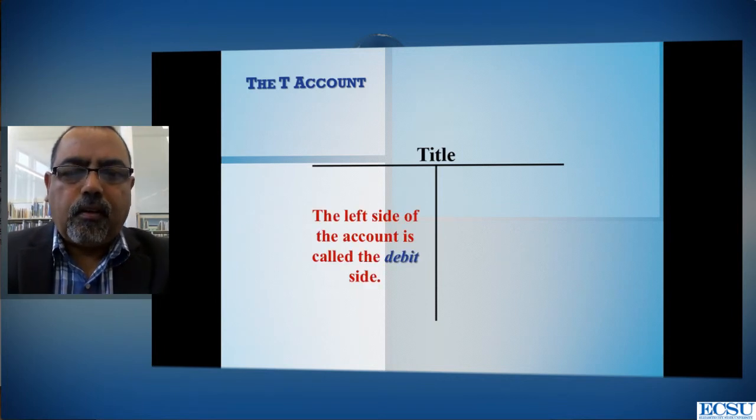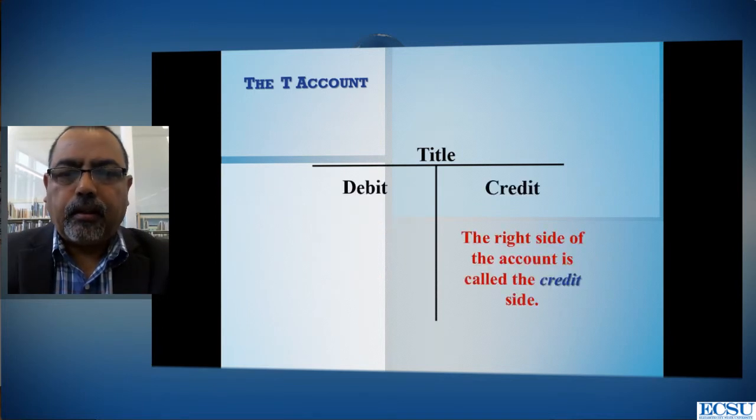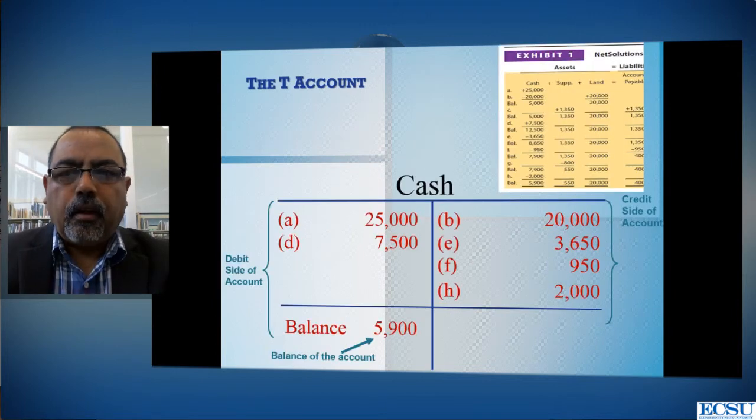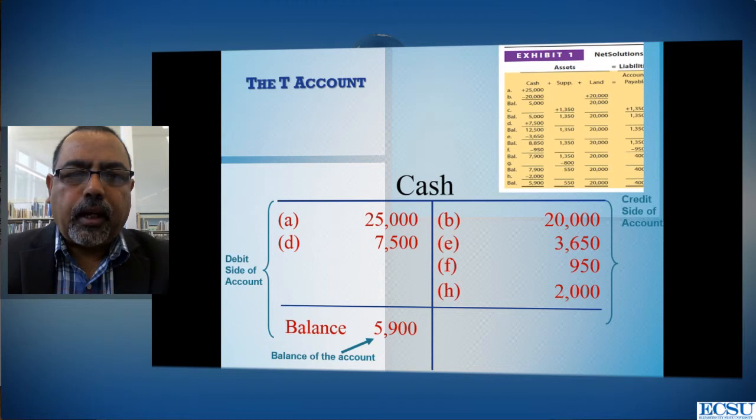The left side of the T account is called the debit side, and the right side of the account is called the credit side. Now, supposing there are several transactions, like on the left, your cash. This is an example of a cash account. So you can see on the left side, it's the debit side, and on the right side, it is the credit side. Now, cash account is an asset account. So in this T account, we are showing the records of the cash account.